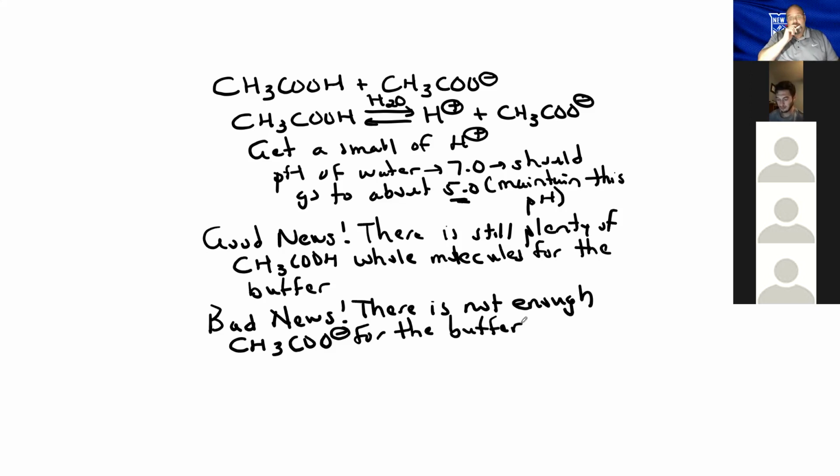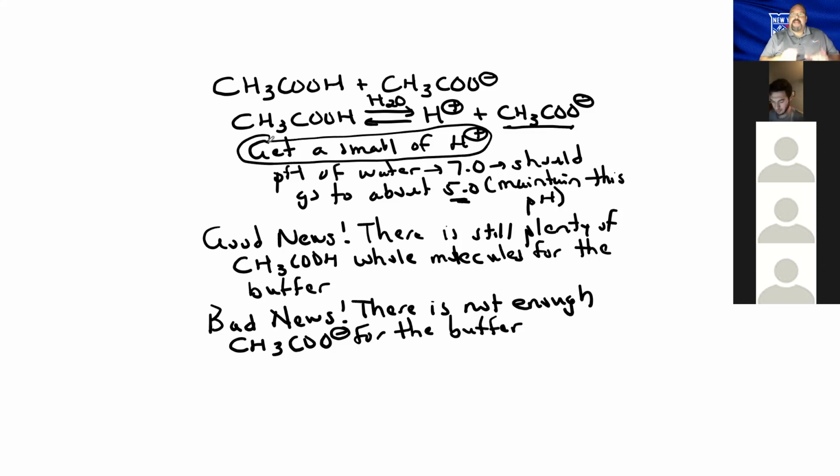Now, you might be saying, well, doesn't the acetic acid produce the other component of the buffer? It does. But here's the follow-up question. How much of that other component of the buffer does it produce? Does it produce a lot or a little? And the answer is only a little. The same rationale that applied to the fact that we only get a small amount of H+ also tells us that we only get a small amount of CH3COO minus.